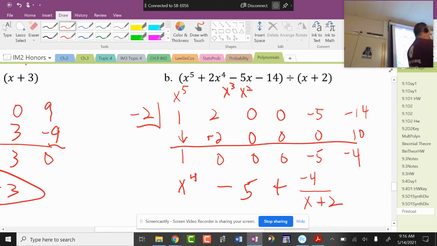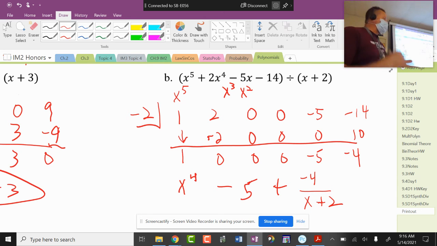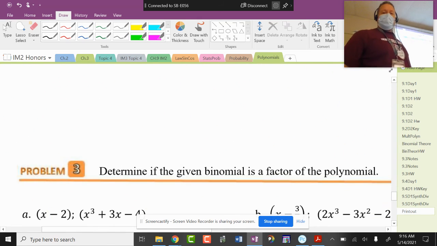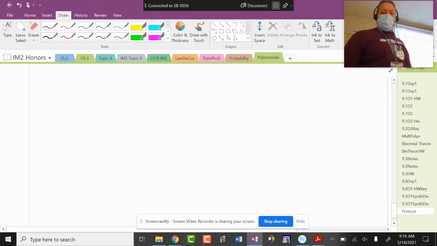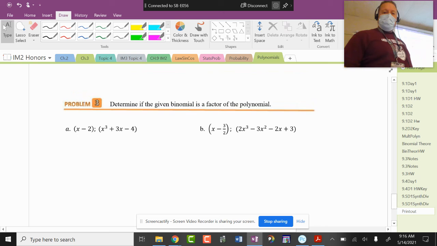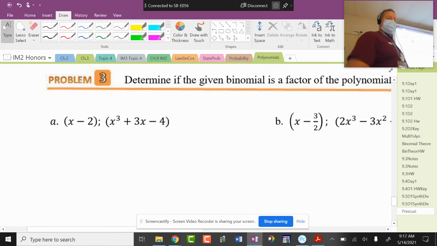Okay, so notice all the missing terms that are over and done with there. All those zeros, we don't have to write them. You don't have to write 0x cubed, 0x squared, 0x. Just keep things in order there. All right, let's see what else we got here. Determine if this is a factor. And is that it? There's another fumble. Okay. Determine if this is a factor or not.